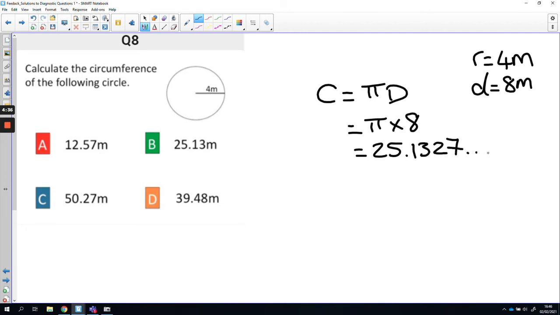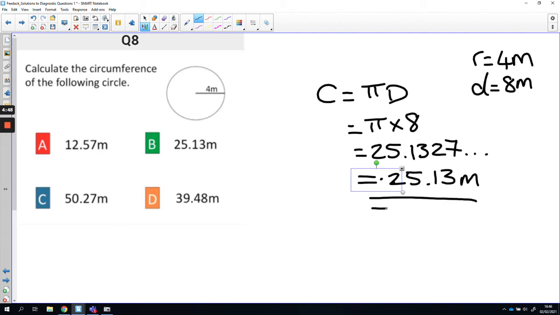25.1327 blah blah blah. Right, these have all been rounded to 2 decimal places, so I'm going to do the same. So that gives me 25.13. Let's have a wee look. That is B.